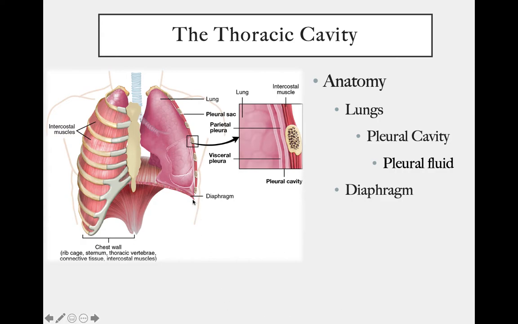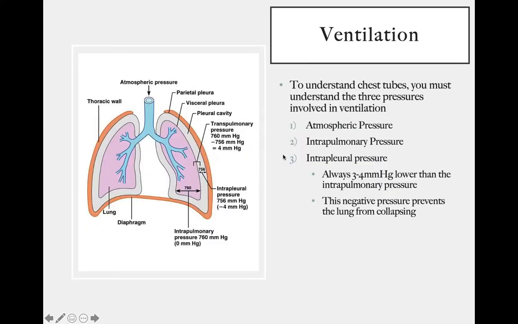So first here we have the diaphragm, which is a muscle involved in the ventilation process. Next we have the lung, and then surrounding the lung we have the pleural cavity. Closest to the lung we have the visceral pleura, and then the next layer we have is the parietal pleura. In between these two layers is the pleural cavity, and this is where the chest tube will go.